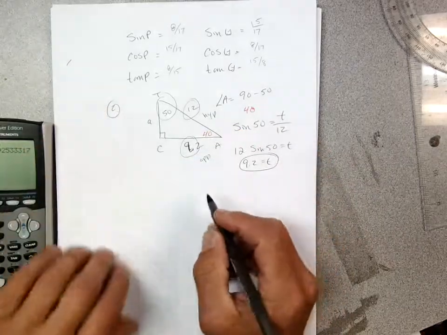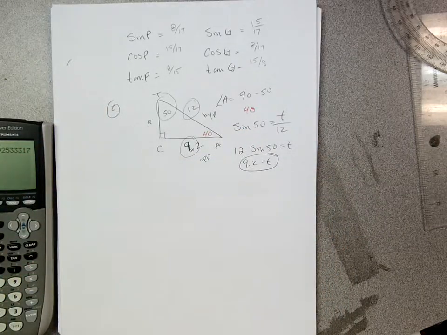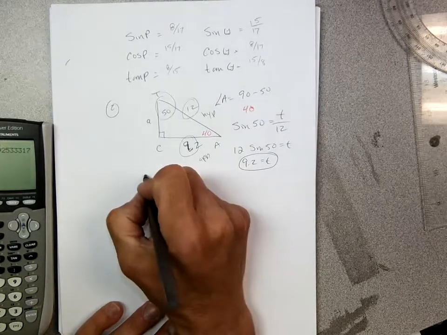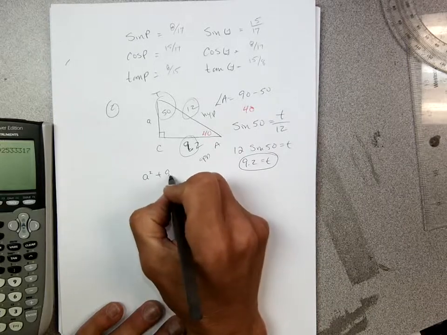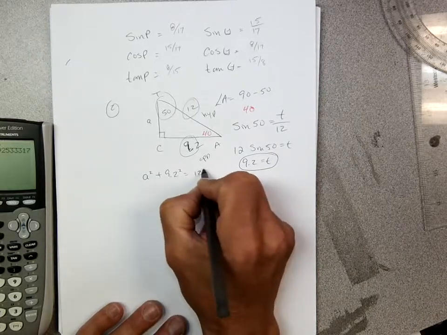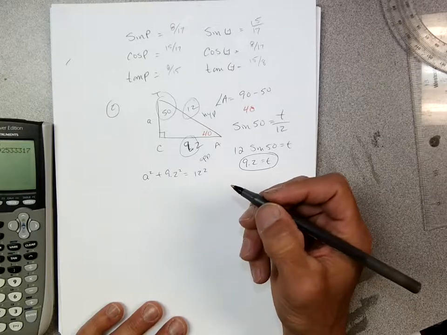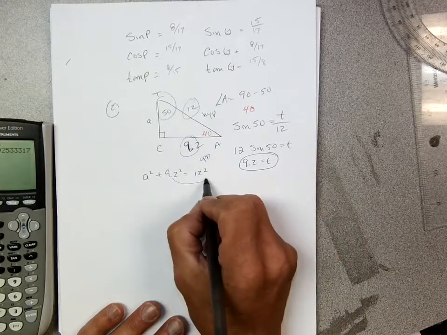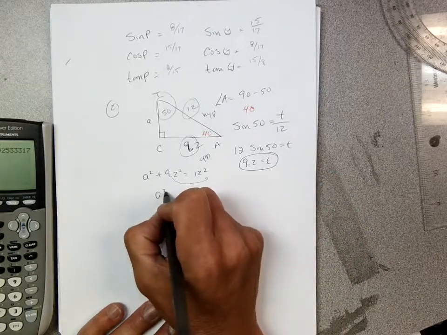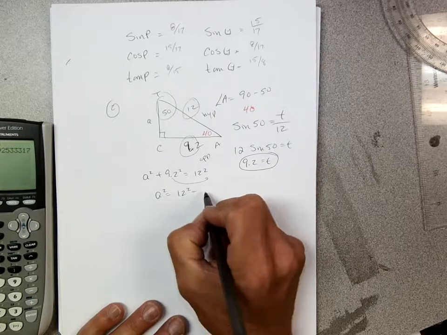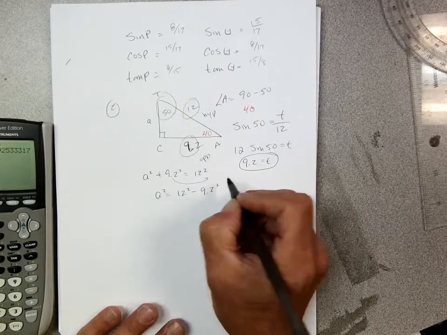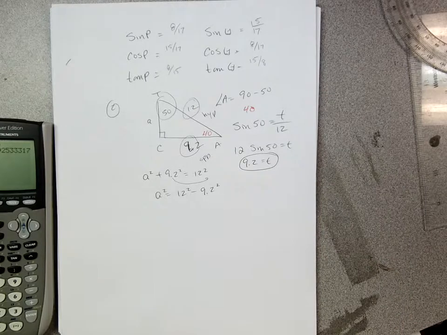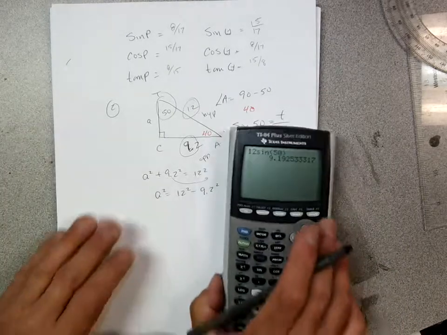9.2. Okay, next step. I've got to find little a. If I read my sheet, it says use Pythagoras Theorem. So a squared plus 9.2 squared equals 12 squared, right? If I bring over the 9.2 squared, I'd have a squared equals 12 squared minus 9.2 squared, and calculator time, right? You guys agree with that? Calculator time.